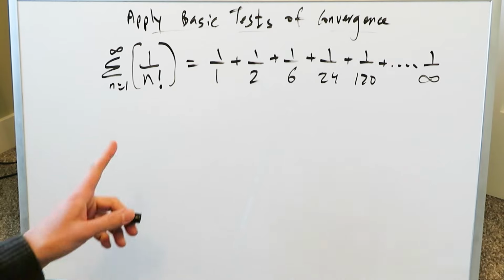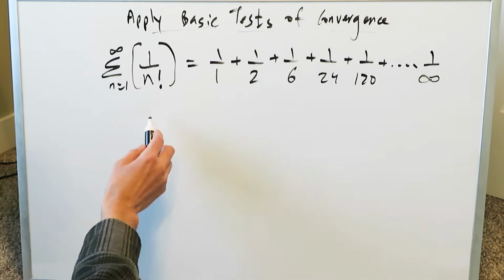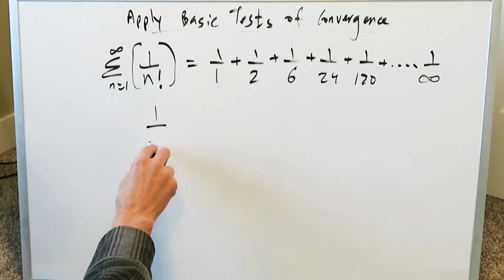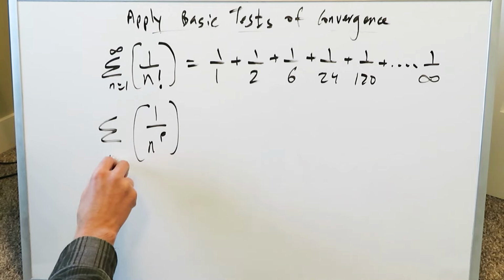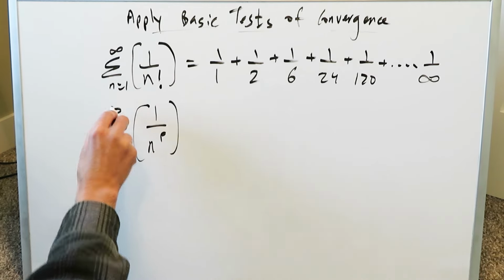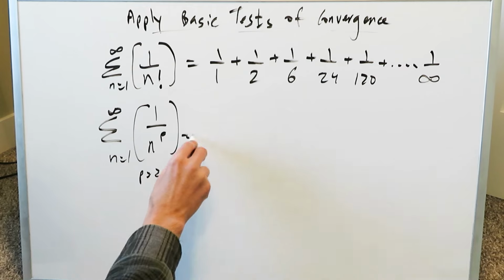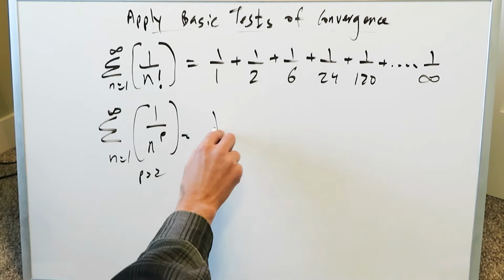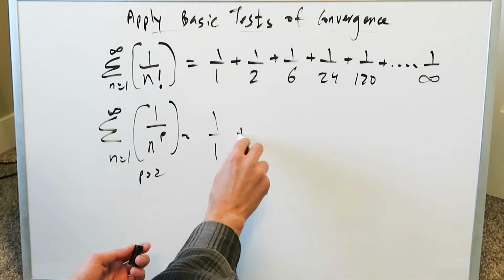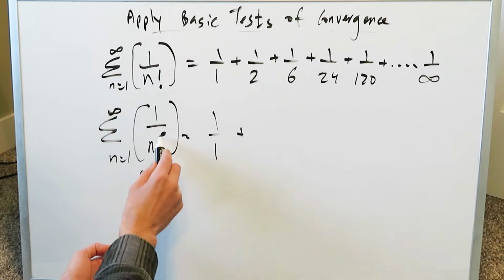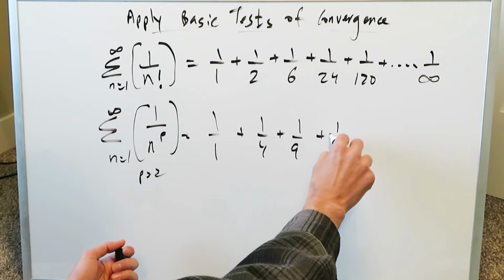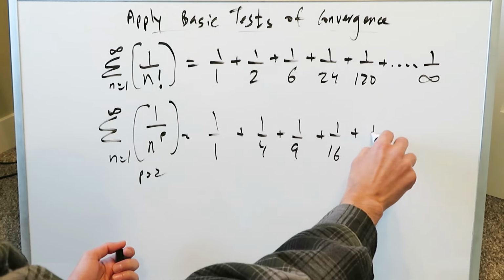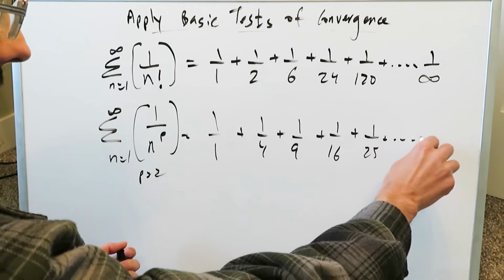With the comparison test, now you need to find something which looks like this in a certain form, and you can never be wrong utilizing something like this. 1 over n^p, n equals 1 up to infinity, where p here is equal to 2. If you were to expand this out, now you're looking at 1 over 1 squared, which is a 1, 1 over 2 squared, because p here is equal to 2, 1 over 4, 1 over 3 squared, which is a 9, and 1 over 4 squared, 1 over 16, and 1 over 5 squared, 25, all the way onwards.